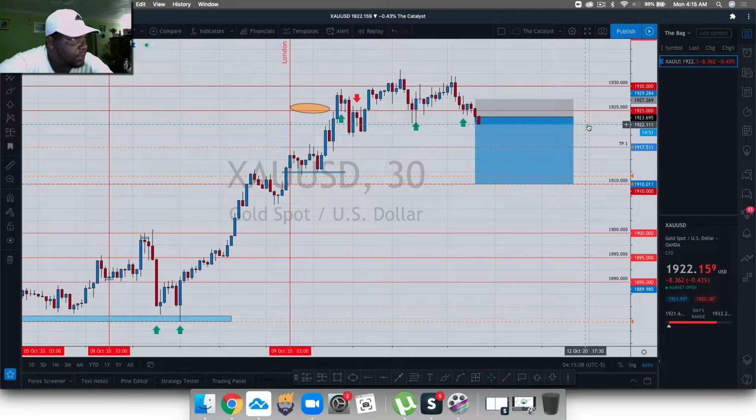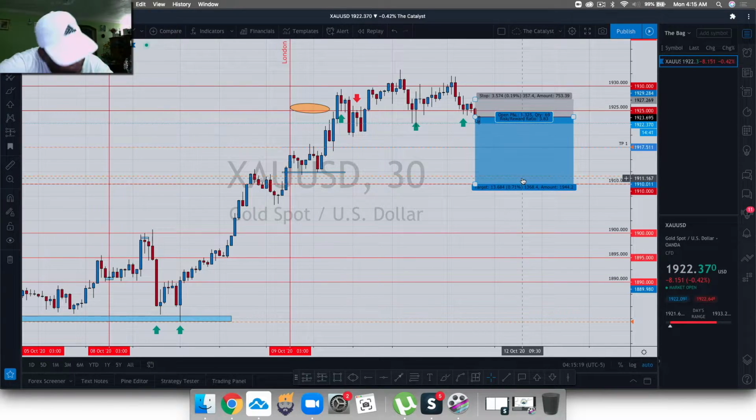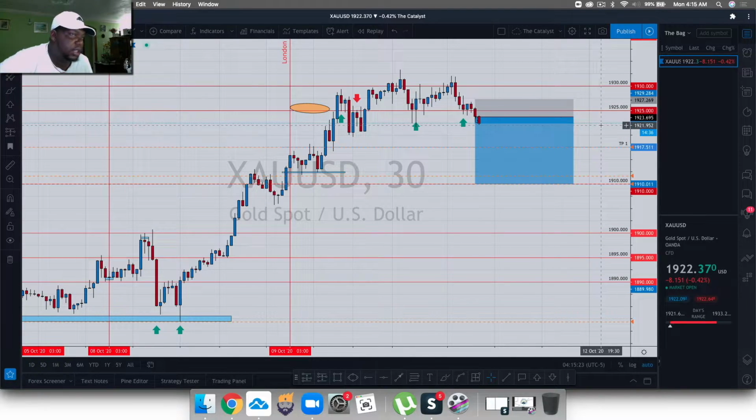So signifying a break on our 30 minute, we can expect a little pullback to do that 30-minute retest before pushing down, or we can just continue pushing down depending on the volume that is currently in the market. So yeah, this is a trade that I am currently in. So I'm happy to share this trade with you guys.